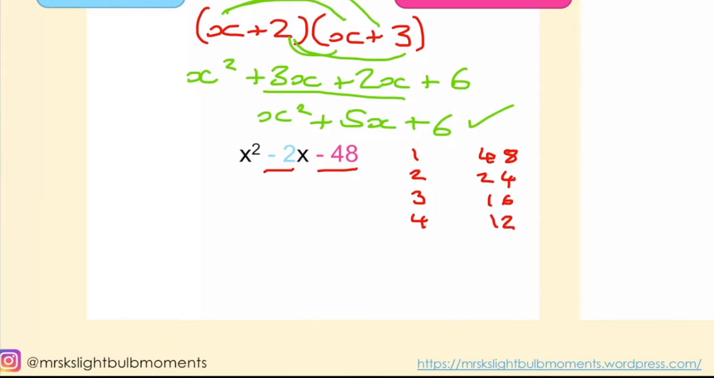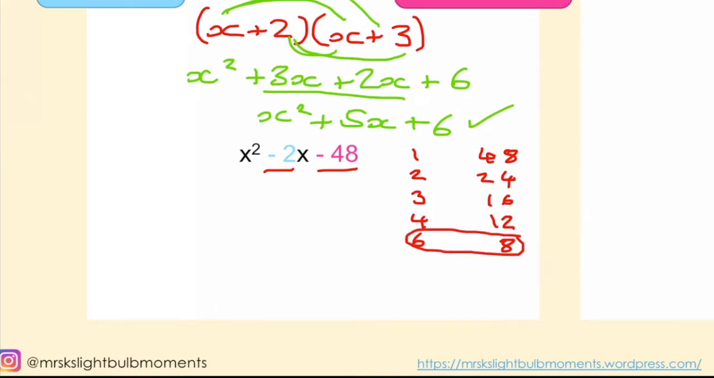6, I'm thinking, does 6 go? Yes, because I know that 7 6s are 42, so 8 6s must be 48. It depends which numbers you know from your timetables and you can work the rest out. So it goes into 48 8 times. Oh look, those are 2 apart. So we've actually just found our pair.